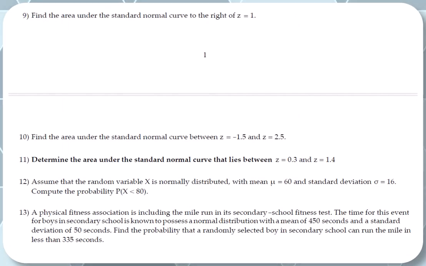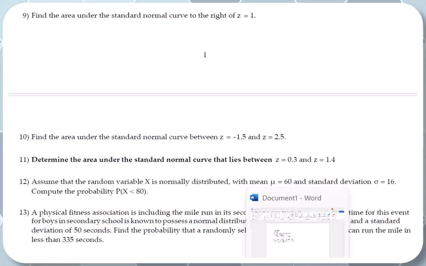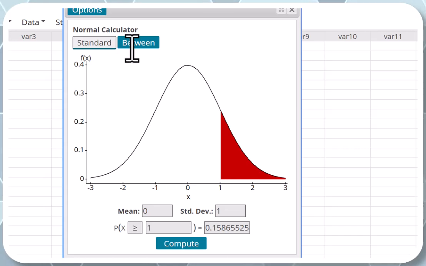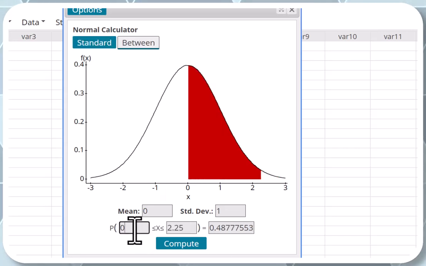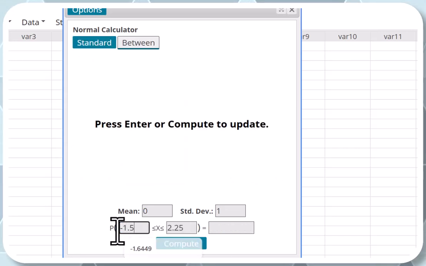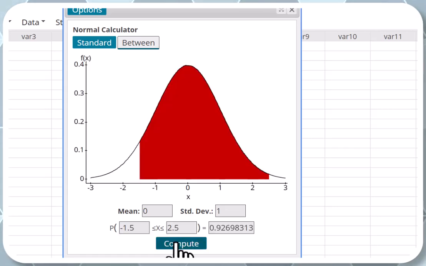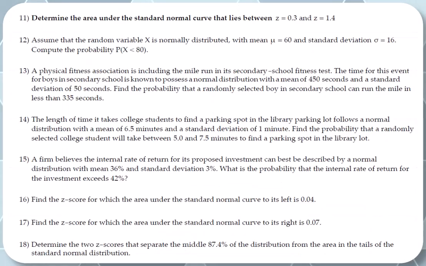Find the area under the standard normal curve between z equal negative 1.5 and 2.5. Here's how you do it. So you go to between again. Negative 1.5 right here, 2.5 there. Compute. And the answer is 0.9270.